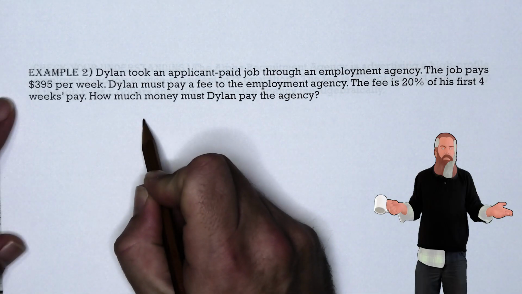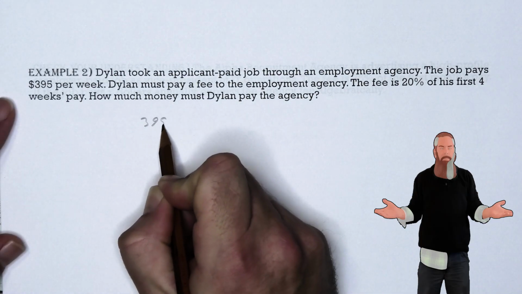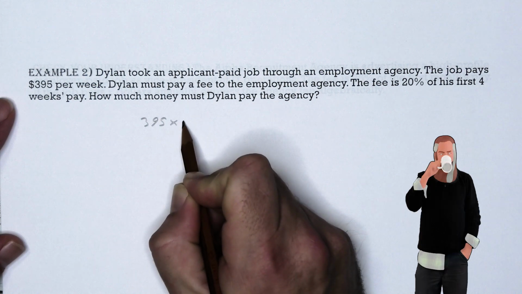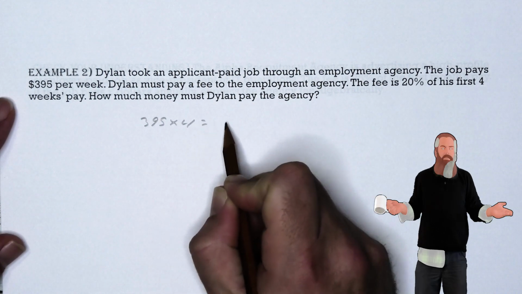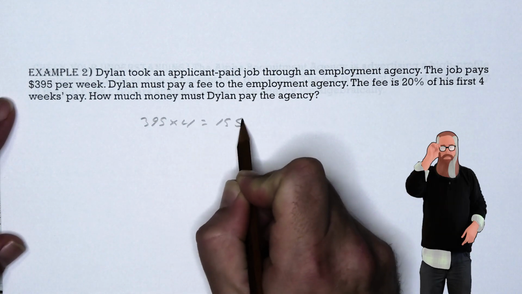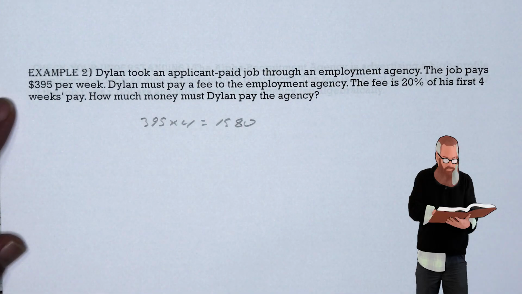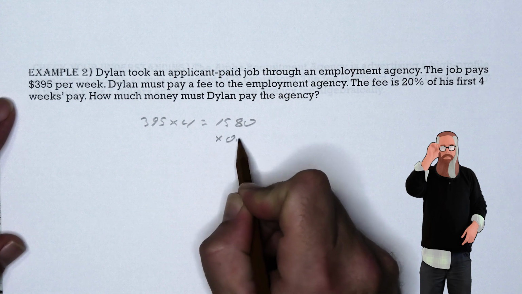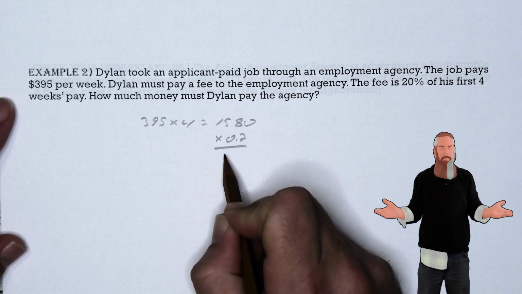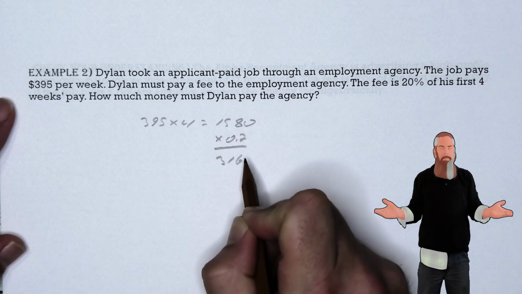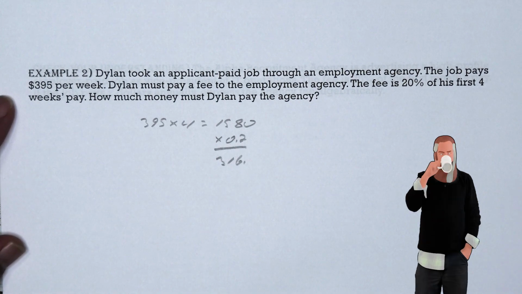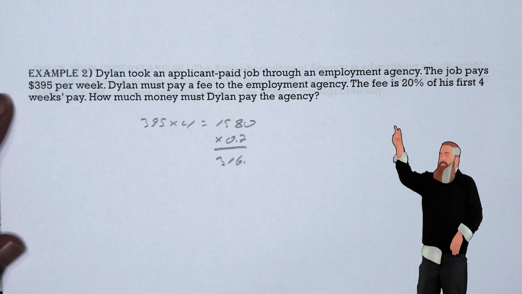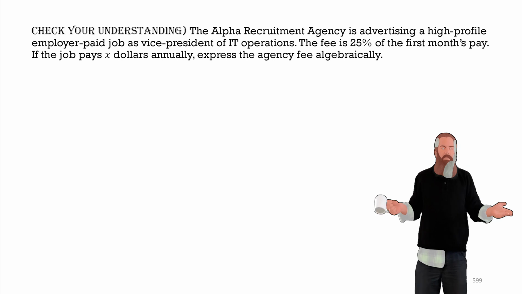So the first thing we need to do is figure out how much Dylan will make in 4 weeks by taking the weekly pay and multiplying that by 4 to get $1,580. Now we know that 20% of that is going to the agency, so we can multiply by 0.2, and that's going to give us $316. So the employment fee is $316. Let's check our understanding of this.